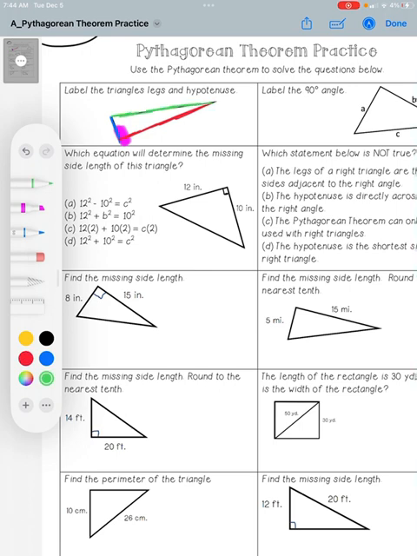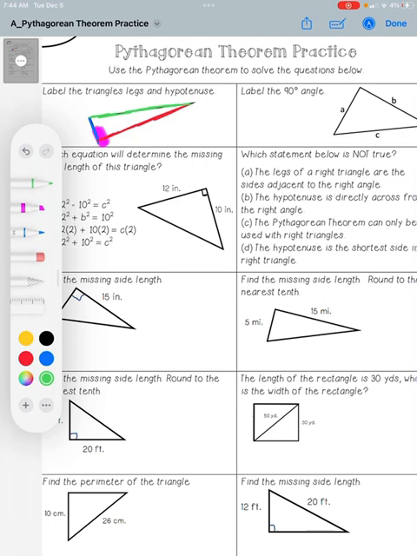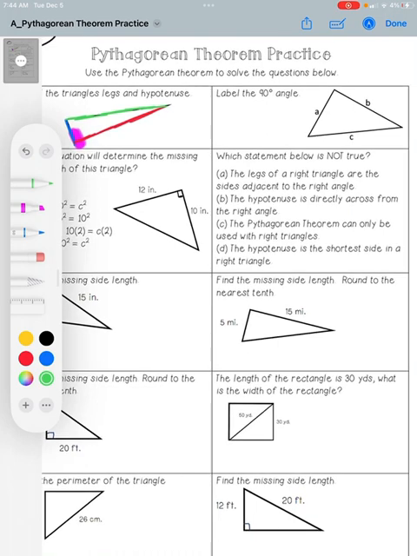So if it touches the right angle, that's the thing that's covered up in pink, then I know it's a leg. If it does not touch the right angle, then I know it's the hypotenuse. The hypotenuse only sees the right angle.